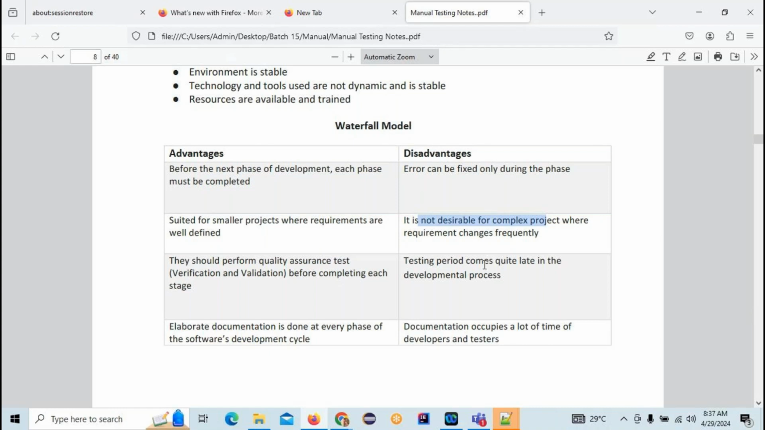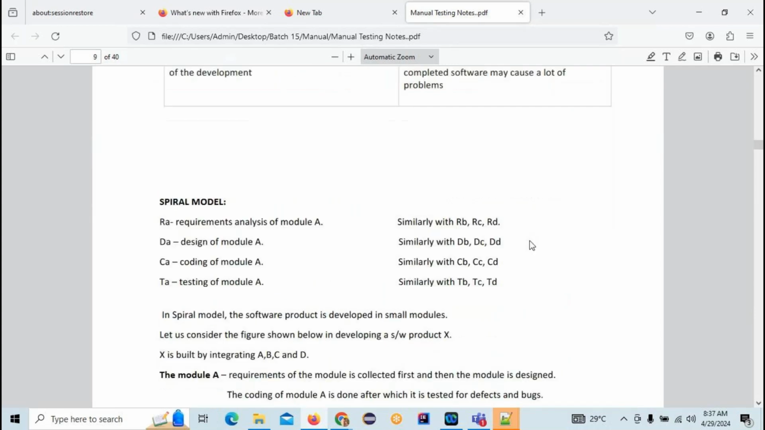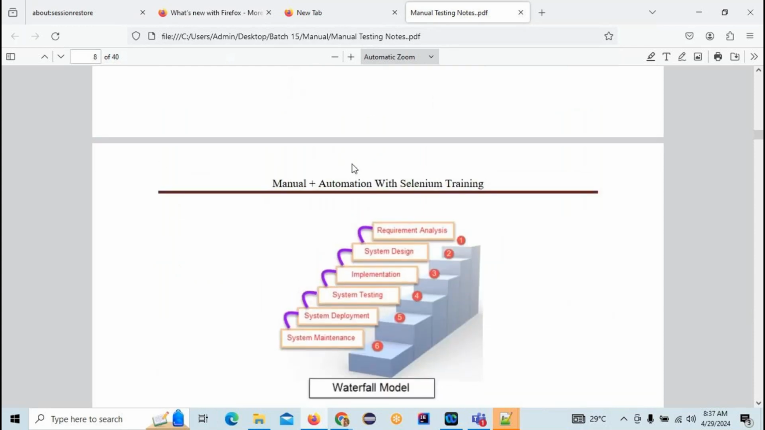And the testing period comes quite late in development, because we have requirement analysis, design, coding, and all those things. Until all the above phases are completed, testers will sit idle. That's why the testing process comes late. Documentation occupies a lot of time. Here, documentation work is more in the waterfall model, so it occupies more time. These are the same points we have here too. This is called the SDLC waterfall model. Are you clear about the waterfall model?